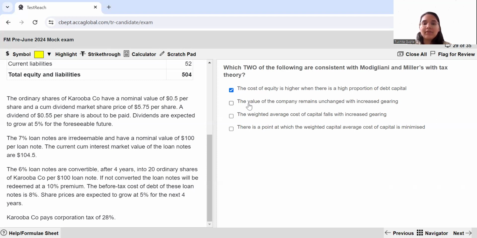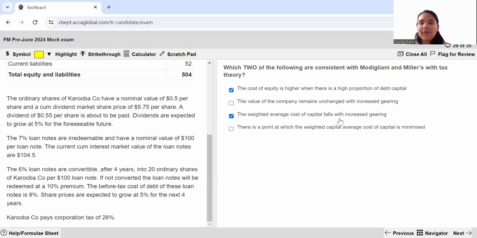Let's move to the second statement. The value of the company remains unchanged with increased gearing. No, when the cost of capital is rising, then the value of the company will fall. The weighted average cost of capital falls with increased gearing. Now, this is absolutely correct.